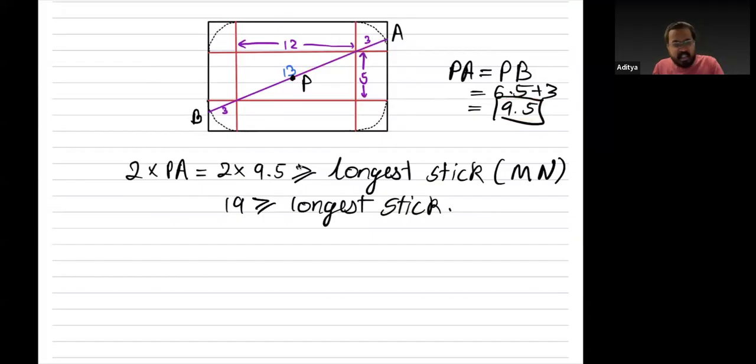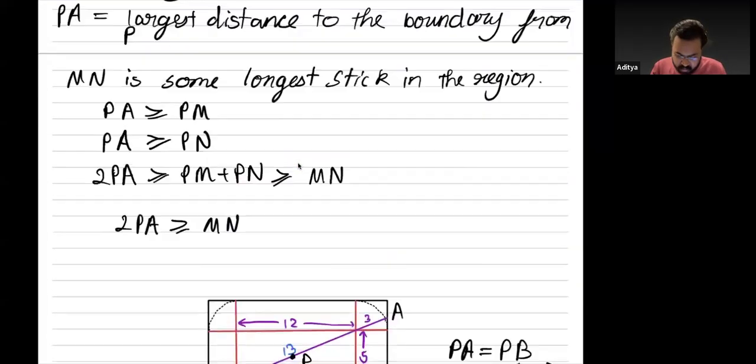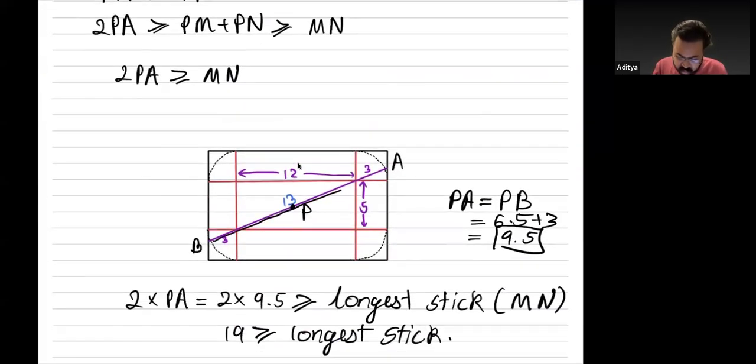But I already found a stick that is of length 19, correct? By making this construction. This is what is called in geometry a proof by construction. You make something and then later you argue that it is the largest or it is the smallest thing that can ever exist. Then you are done with your proof. Okay, and this is also useful in convincing yourself that you have got the correct answer, even if you are just attempting an objective paper.